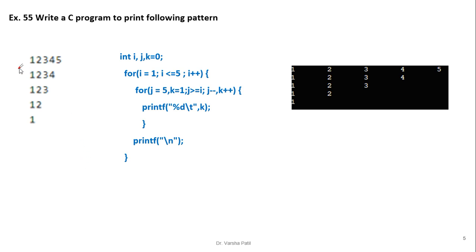This program is very easy. Every time it is 1 1 1, so we can set this k value in the j loop, k equal to 1, k plus plus: 1 2 3 4 5, 1 2 3 4, 1 2 3. This is nothing but the number of lines, this is nothing but the jth iteration, and we set k equal to 1 and k plus plus. This is a simple program.